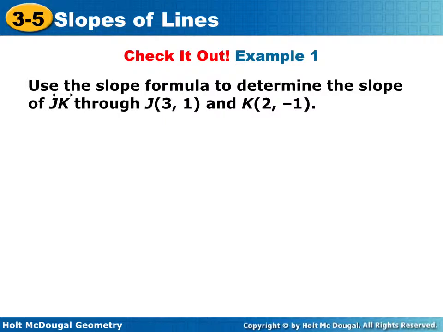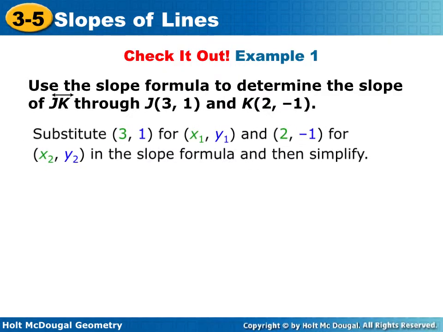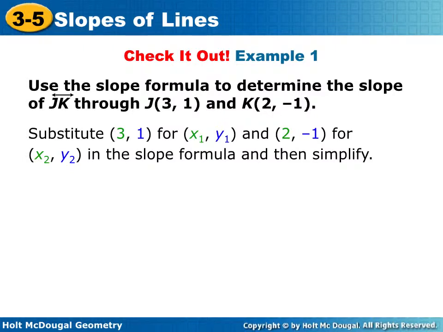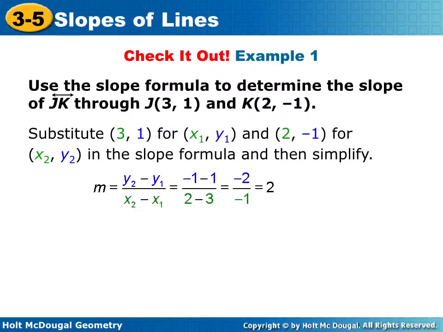Let's check it out for ourselves. Go ahead and use the slope formula to determine the slope of line JK through the ordered pairs 3 comma 1 and 2 comma negative 1. Go ahead and pause the video now. All right, let's see what you got. Substitute 3 comma 1 for x1, y1 and 2 comma negative 1 for x2, y2 into that slope formula. Well, we get negative 1 minus 1, which is negative 2. We get 2 minus 3, which is negative 1, and yet again, a negative divided by a negative is a positive. So we get a slope of 2.